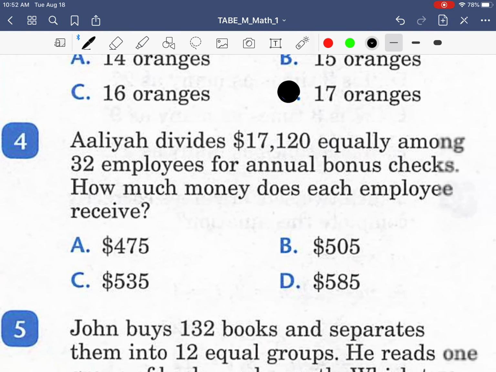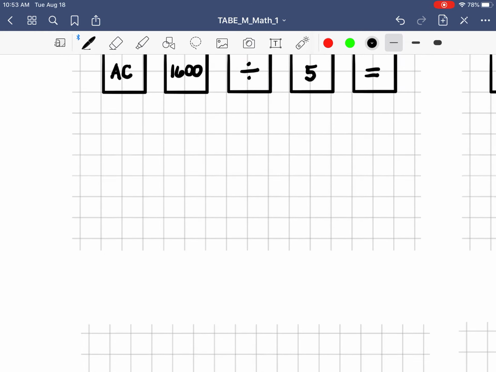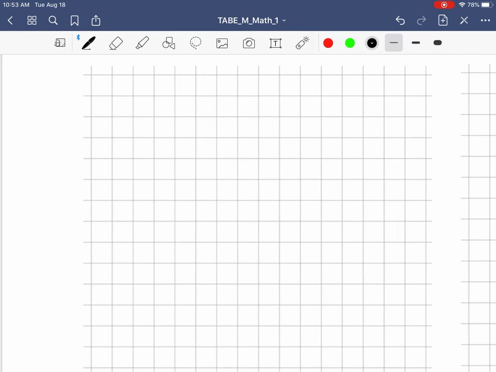Number 4, Aaliyah divides $17,120 equally among 32 employees for annual bonus checks. How much money does each employee receive? So look for those division words. Divide is one, equally, and each. They want us to divide. And this one is definitely long division.